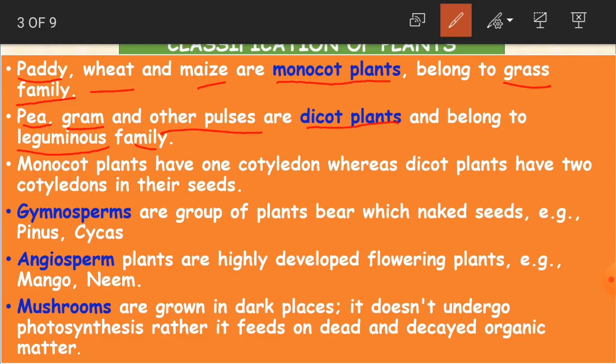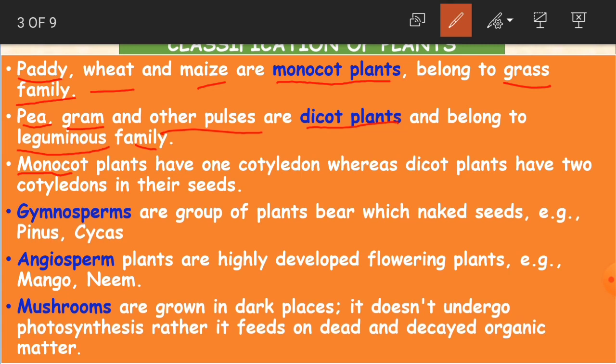Now what are monocot plants? Monocot plants have one cotyledon, whereas dicot plants have two cotyledons in their seeds. Monocot plants are what, children? Grass family plants. What do they have? They have one cotyledon. What is a cotyledon? It is a seed leaf within the embryo of a seed. Do you know what an embryo is, children? An embryo is a baby plant in the seed. We already learnt that a seed has an embryo, that is, a baby plant. So the cotyledon is that, which is inside the seed.